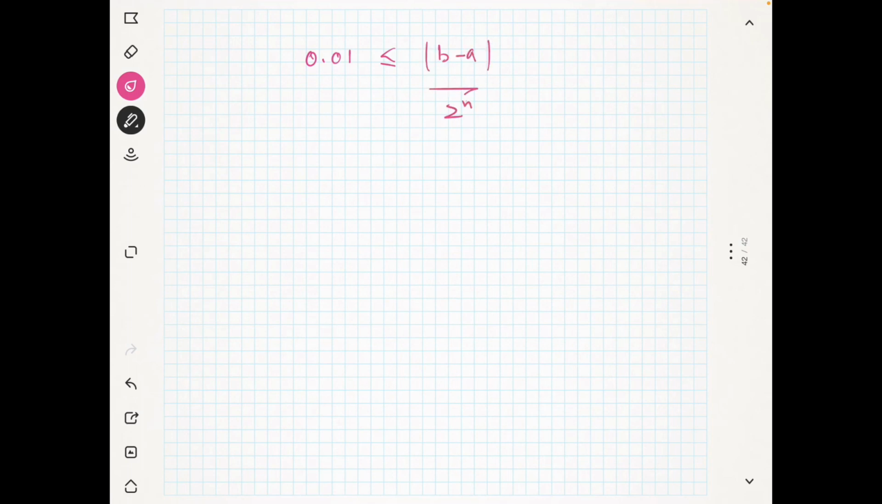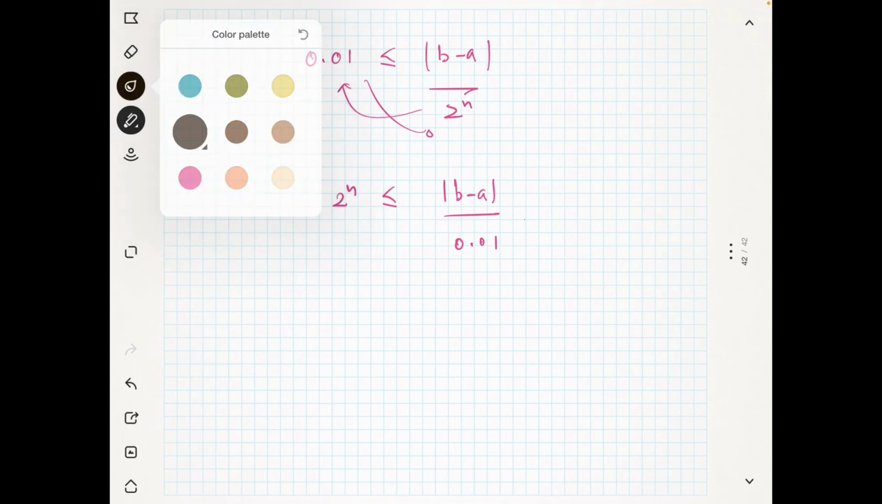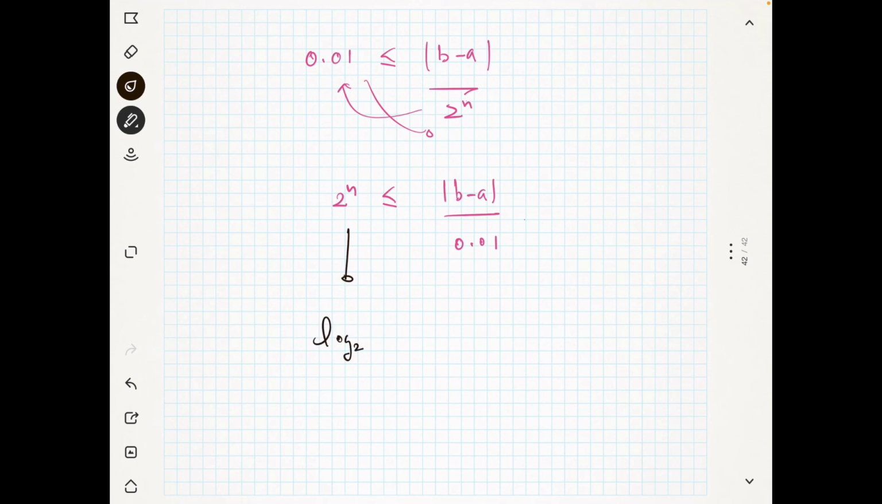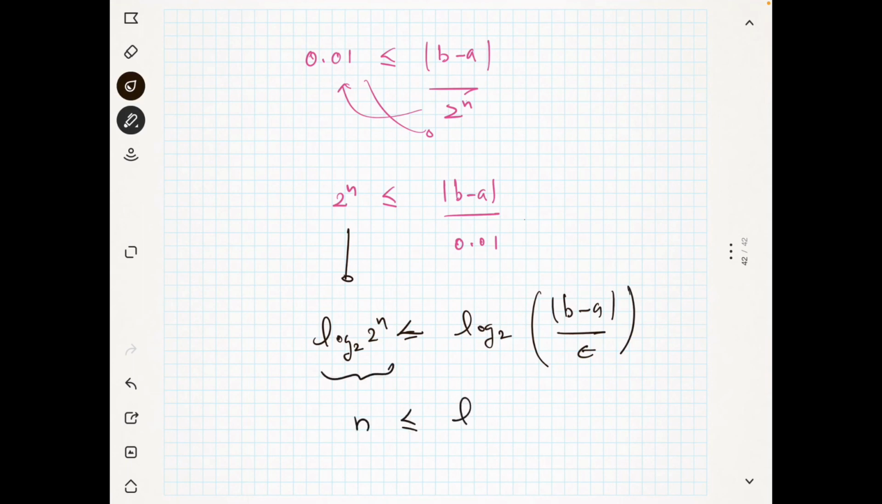So I can write it like this: 2 power n is less than or equal to, I will move this here and this down, so modulus of b minus a divided by 0.01. So I will take the log to the base 2. So log to the base 2 of 2 power n is less than or equal to log to the base 2 of b minus a by epsilon. That means this is nothing but n, which is less than or equal to log to the base 2 of b minus a by epsilon. Okay, this is the logarithm to the base 2.